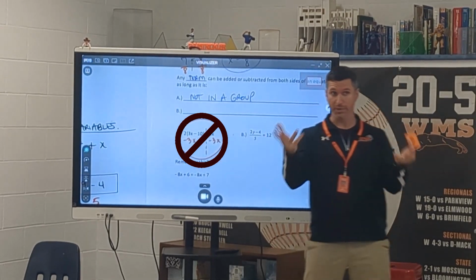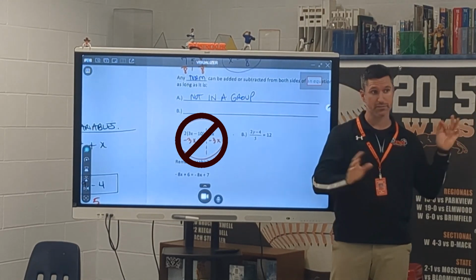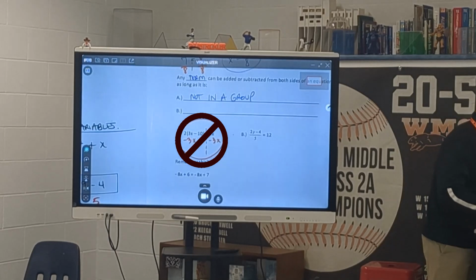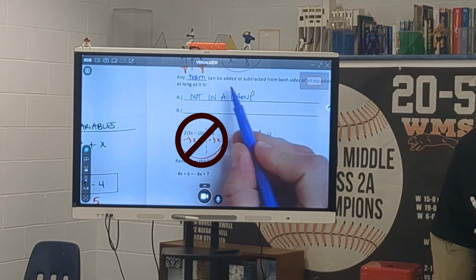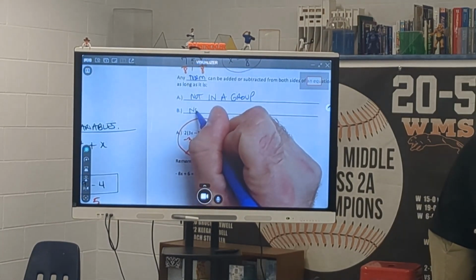And then you don't have a group anymore. And then you can move terms freely about the cabin, okay? 3x can become negative 3x and so on. That's condition number 1. You can't do that. Number 2, if it's a part of a fraction. So any term can be added or subtracted from both sides of the equation as long as it is not in a fraction.